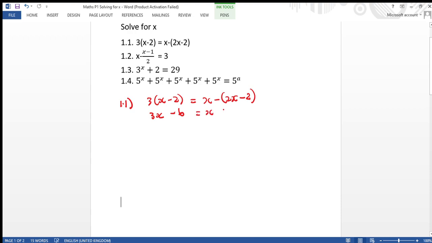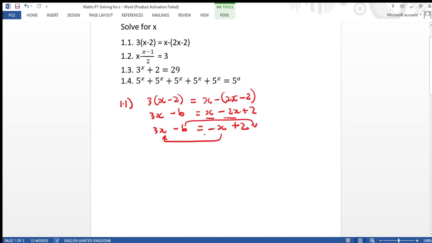Then here on the right hand side, you're going to have x minus 2x plus 2. So 3x minus 6, x and minus 2x is going to give us minus x plus 2. So basically we're going to take all the x's to the left hand side, then we're going to take all the constants to the right hand side.